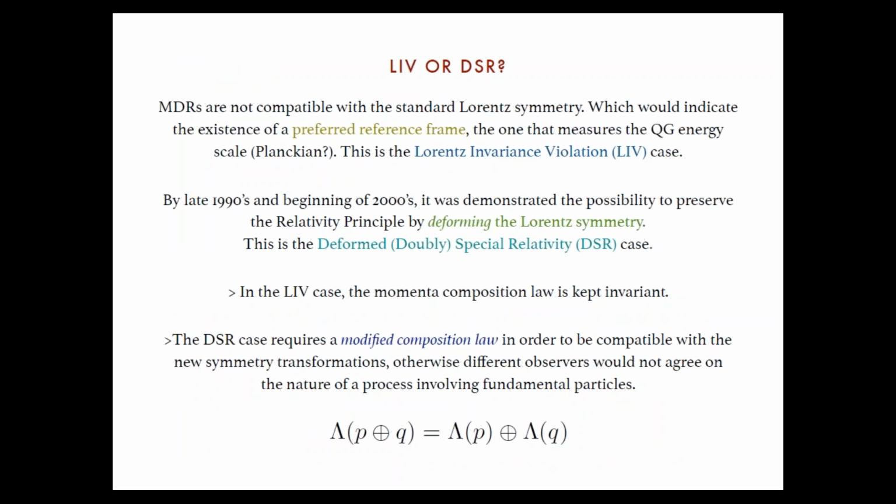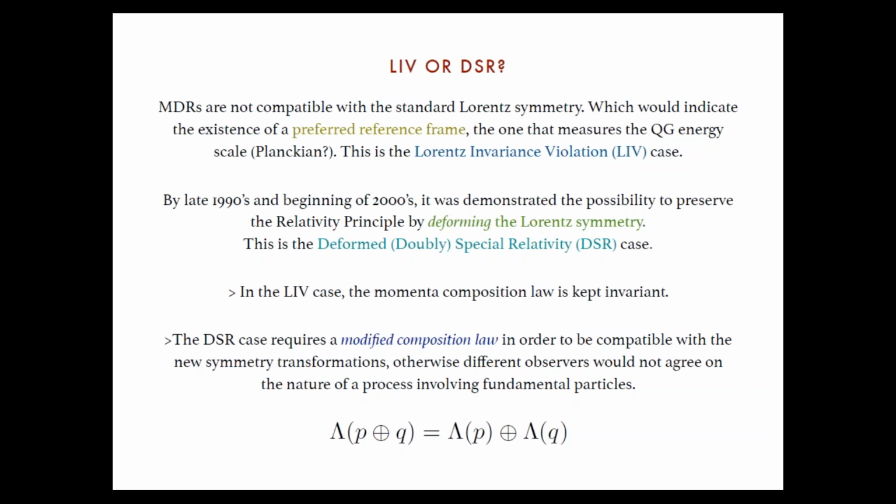Well, in this way of reasoning, you can think of these modified dispersion relations in two ways; the community is divided into two parts. You can think about it in a Lorentz invariance violation scenario, the LIV, because Lorentz transformations do not preserve the form of the modified dispersion relation. Therefore, there should be the appearance of a preferred frame that measures the Planck scale.